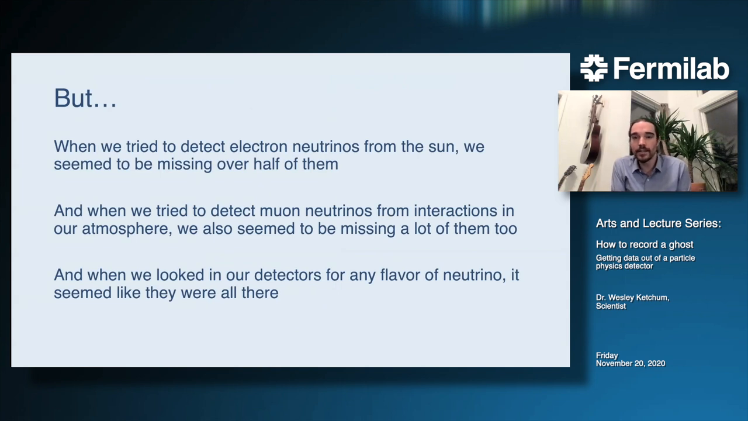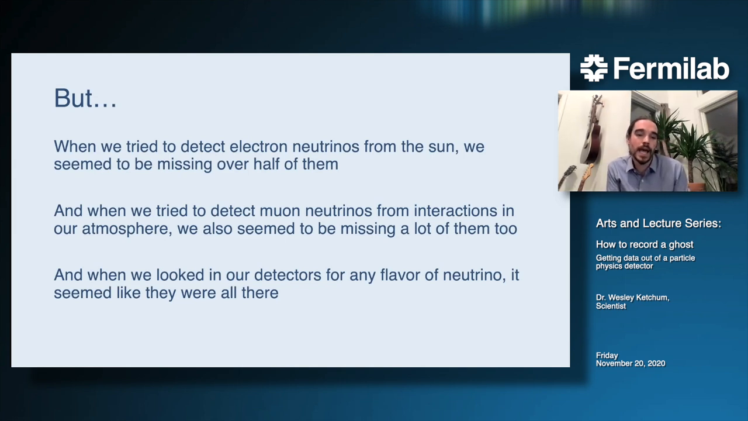But when we tried to detect electron neutrinos that came from the sun, we seemed to be missing about half of them. All of the measurements that we made seemed to indicate that there were far fewer electron neutrinos coming from the sun than we thought there should be. And when we tried to detect muon neutrinos coming from interactions in our atmosphere, it seemed like we were missing a lot of those too.